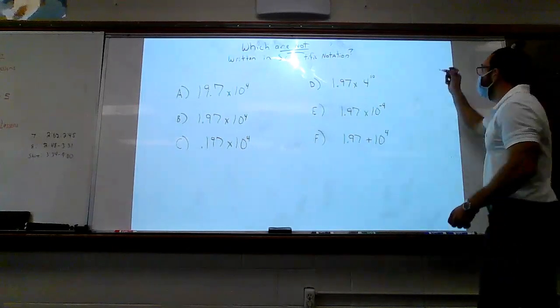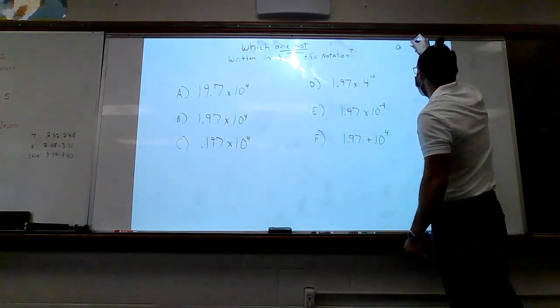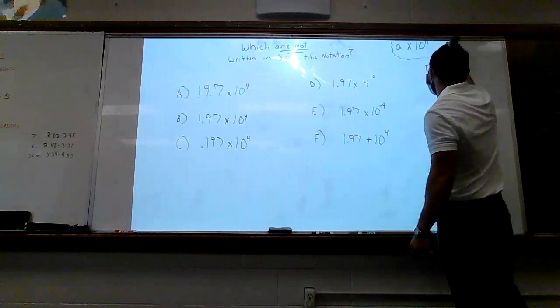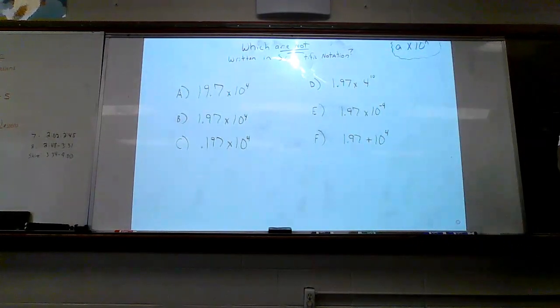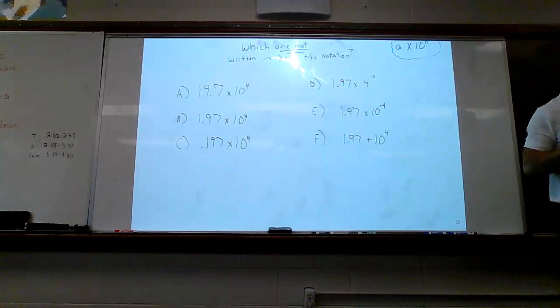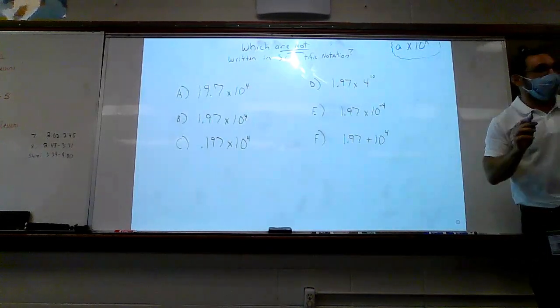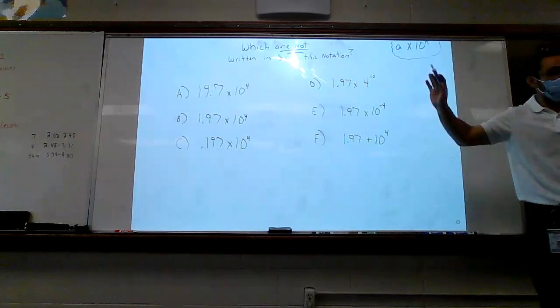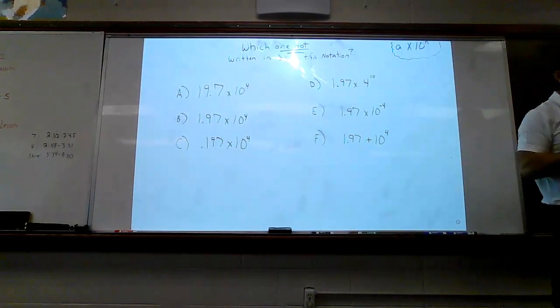Scientific notation is in the form of A multiplied by 10 to the nth. There's a couple keys about scientific notation. First off, we have to multiply by the base 10. Everybody with me? So if it's times 4 to the 7th power, that's not the base 10.